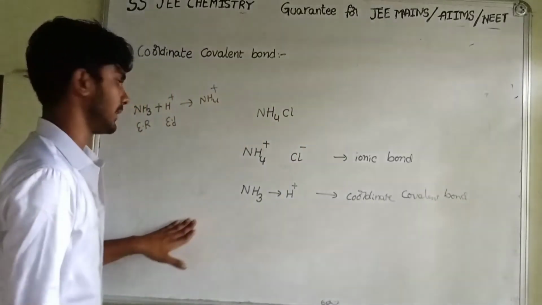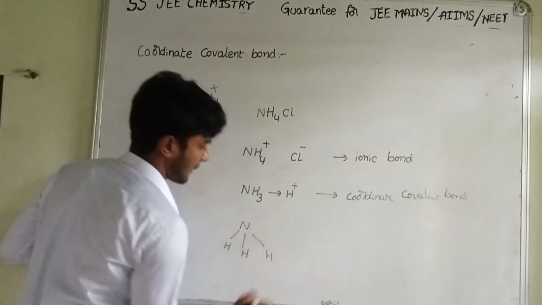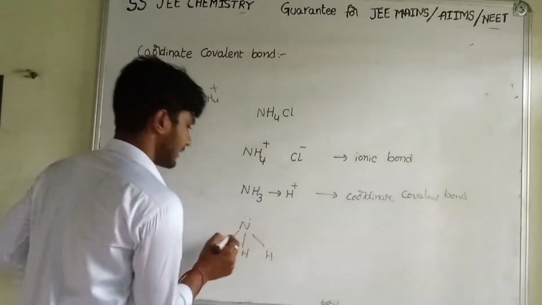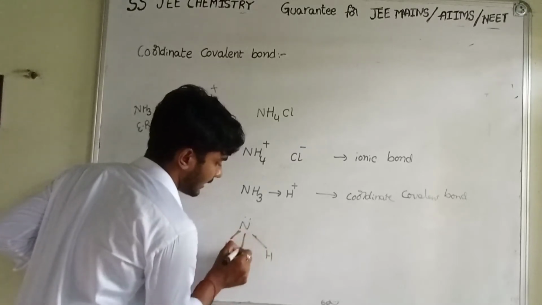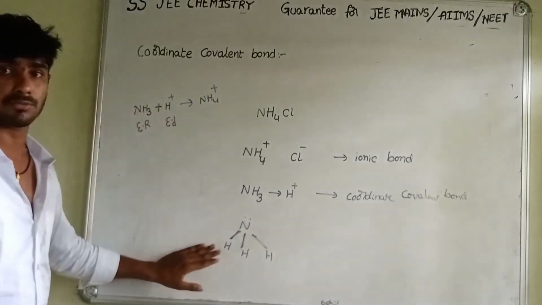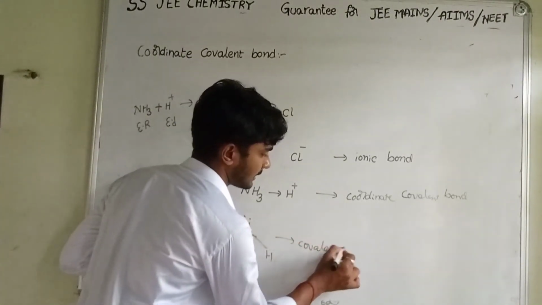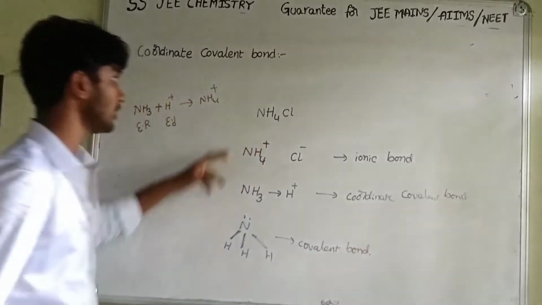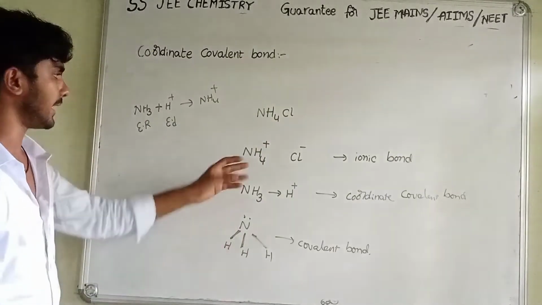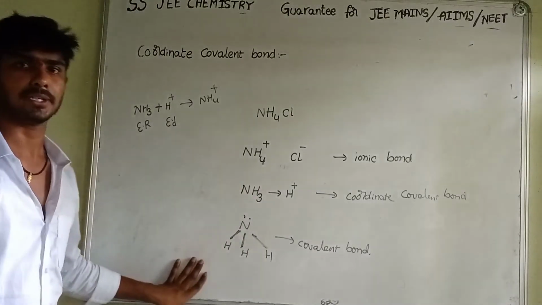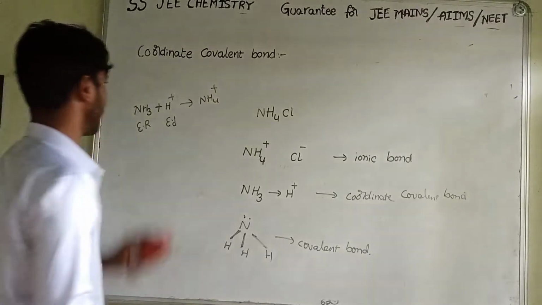Next, in NH3, N forms bonds with hydrogens. In NH3, sharing of electrons takes place. These bonds are due to sharing of electrons, and sharing of electrons means covalent bond. So in NH4Cl you can observe ionic bond, covalent bond and coordinate covalent bond. Next, one more example.